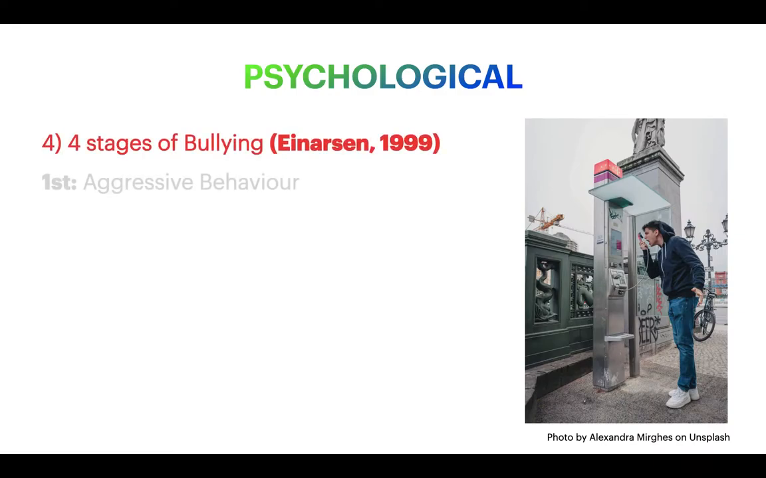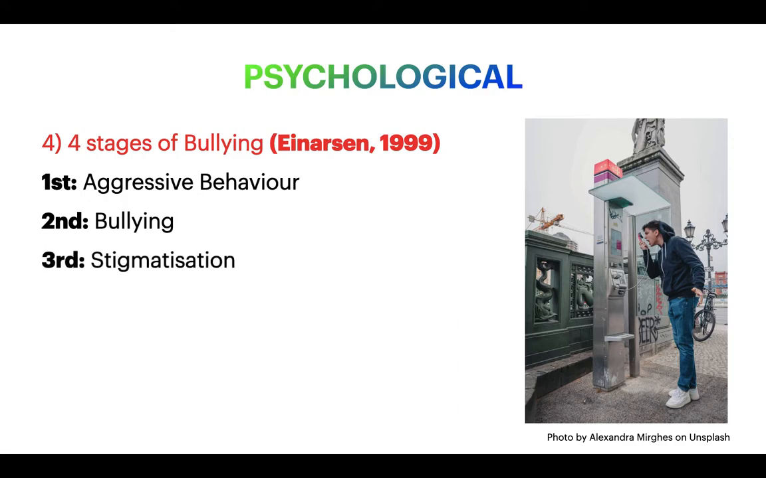Psychological, right? 4 stages of bullying according to Anderson. First, it starts with aggressive behavior, right? What kind of aggressive behaviors have you noticed, right? When people bully you, maybe a push, right? As they're walking past you, they push you, right? Second one is actual bullying. Hey, you better finish this. If not, threatening them, bullying them, criticizing them. Third is stigmatization, right? People start to avoid you. Hey, this guy, he's just so stupid. He can't get anything right, right?